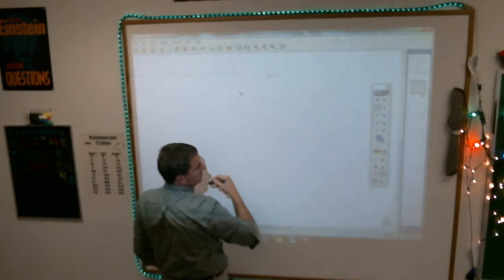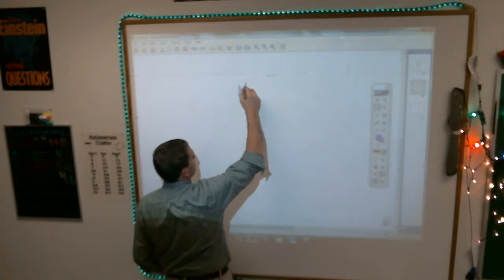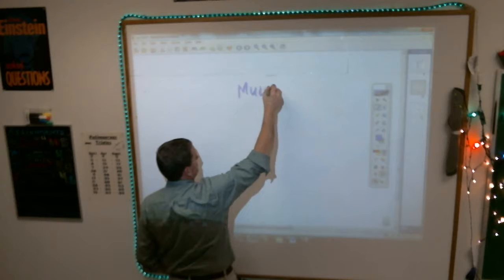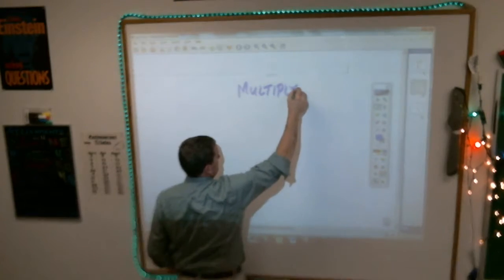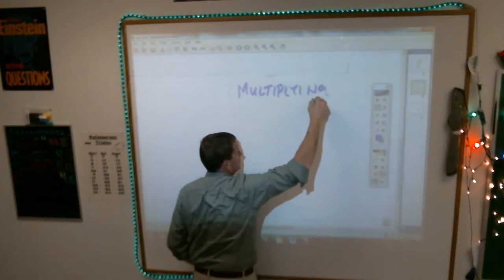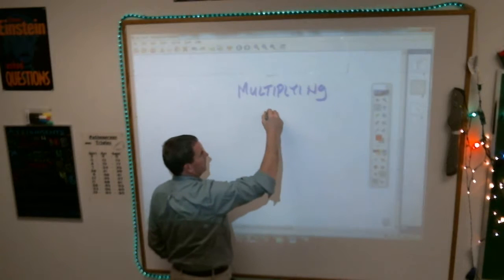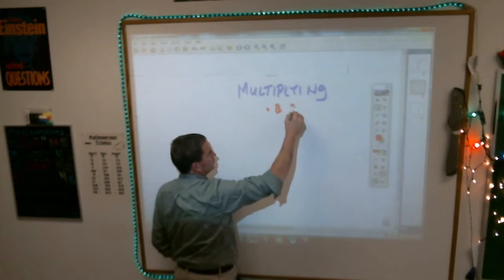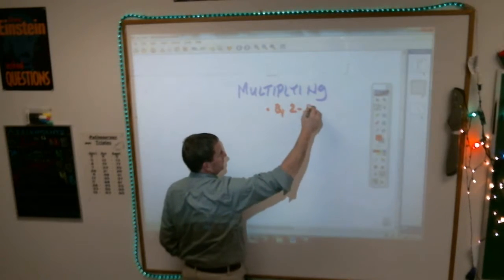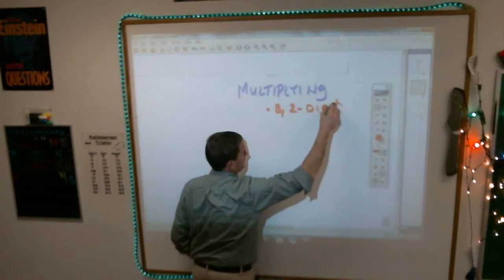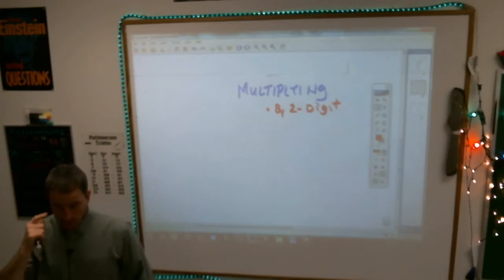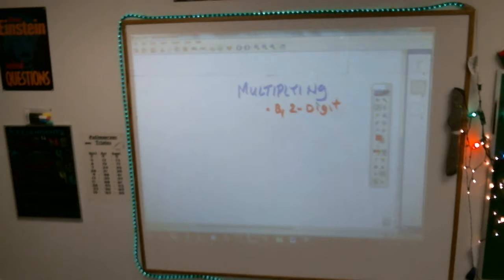Then when your world just got a little more difficult, stepping into multiplying by 2-digit numbers. And I will show you, let's have an example here: 43 times 12.